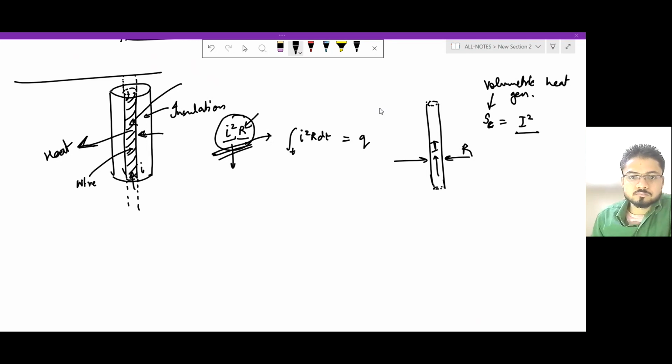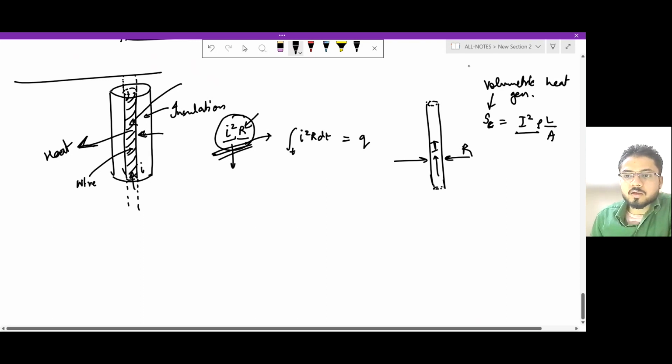divided by I squared times R, that is rho L over A. And this is through the entire wire with a length of L. If you want a linear heat source rate, then you could write it as S_C by L would be equal to I squared. And let's talk in terms of conductivity, then that's sigma. And this is A.